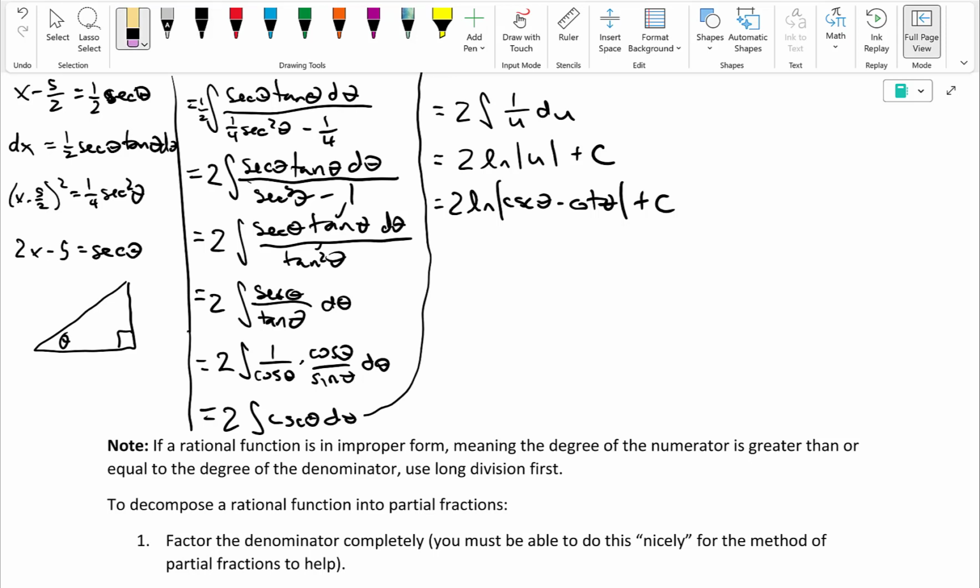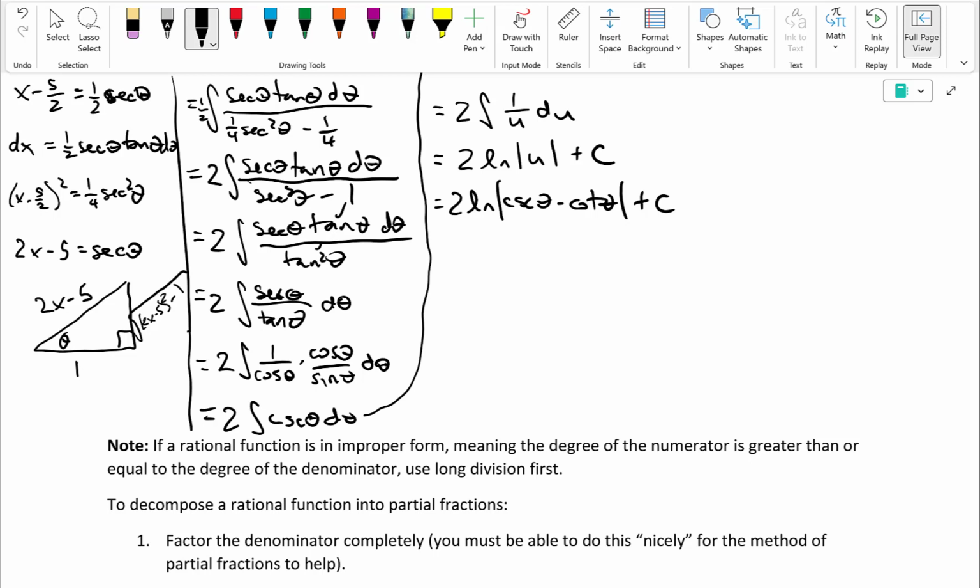All right, secant would be hypotenuse over adjacent, so 2x minus 5 up here over a 1. And then our other side will be kind of ugly, but let's see. Square root of that whole 2x minus 5, quantity squared, minus 1, right? 1 squared being the leg there.